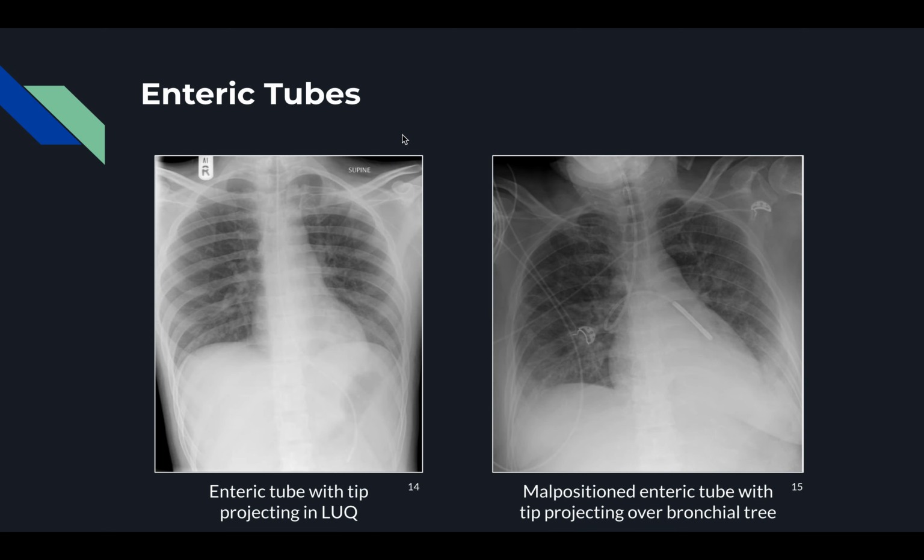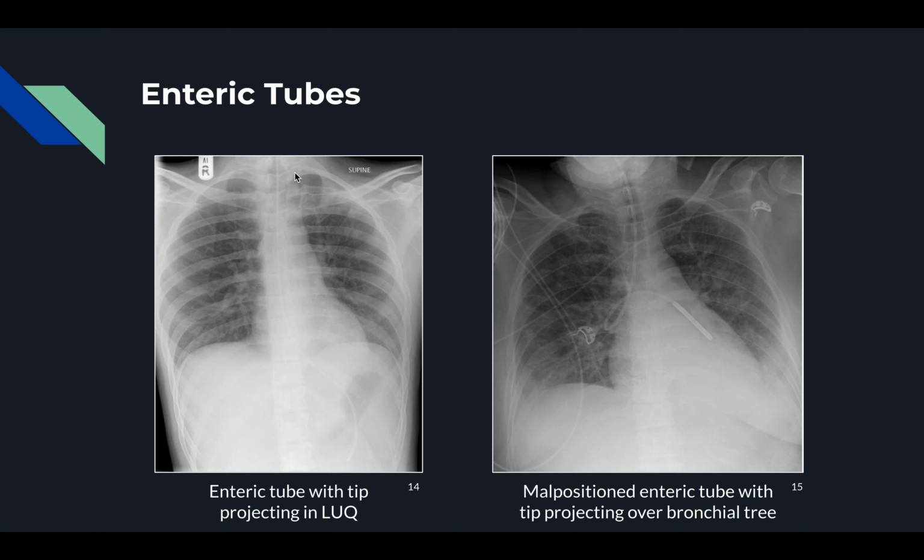So the last portion here is enteric tubes. These are another very common thing to see on ICU chest x-rays, and it's important that we have proper location of our enteric tubes. So these can be nasogastric tubes or Dobhoff tubes, but each time they're placed, we want to ensure that they are located in the right spot.